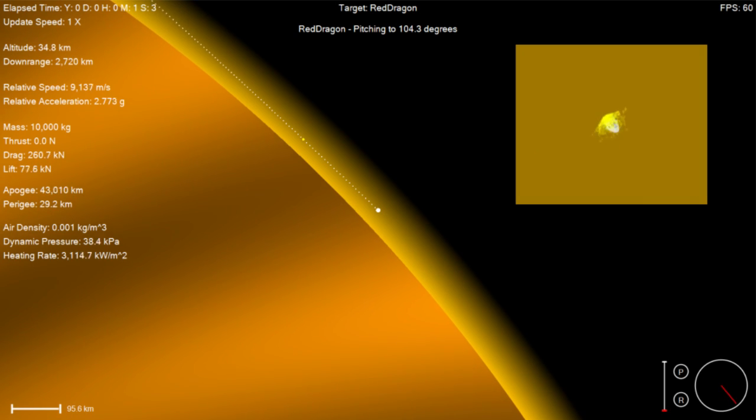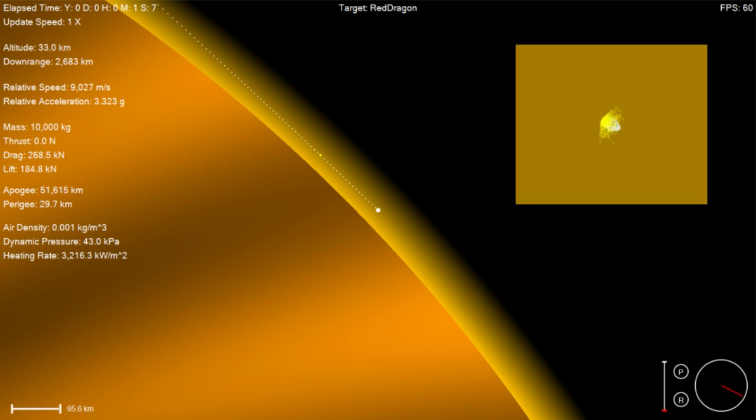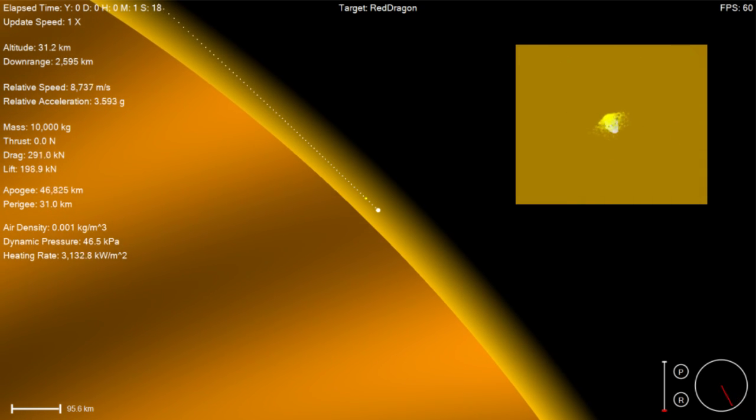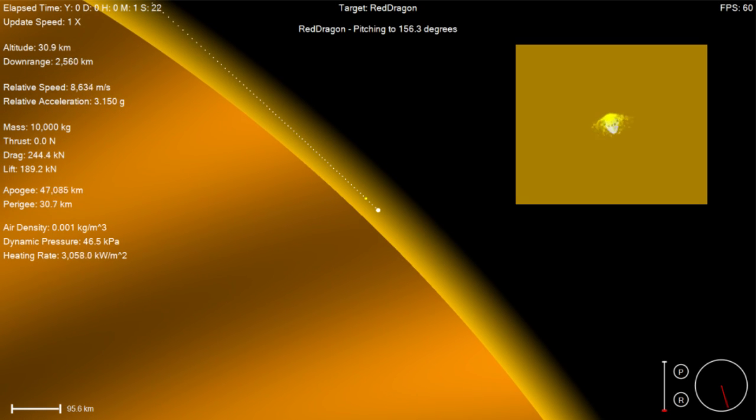It is starting its first bank reversal. First bank reversal complete. We have seen peak deceleration. We have passed through peak heating and peak deceleration.